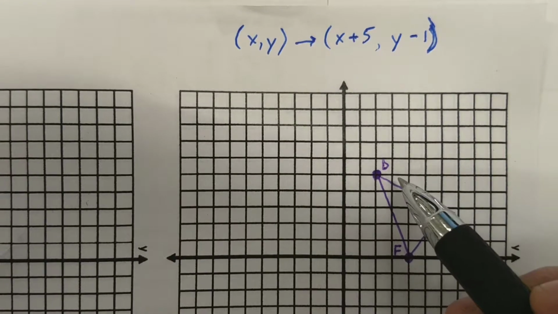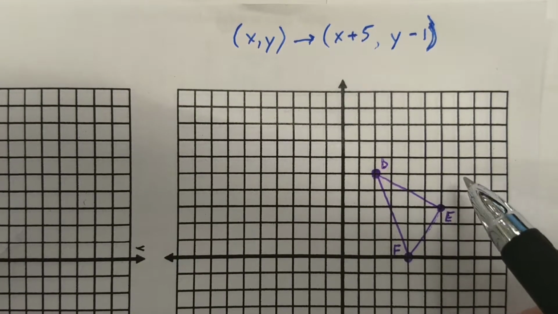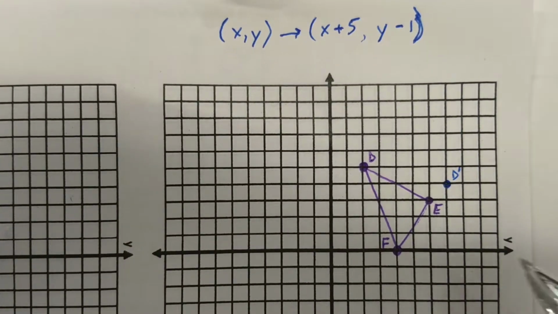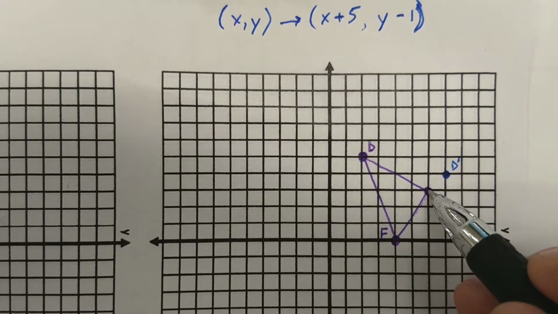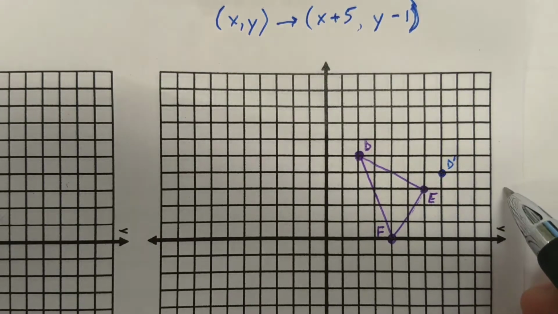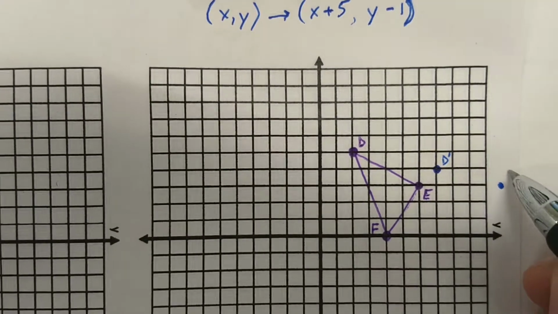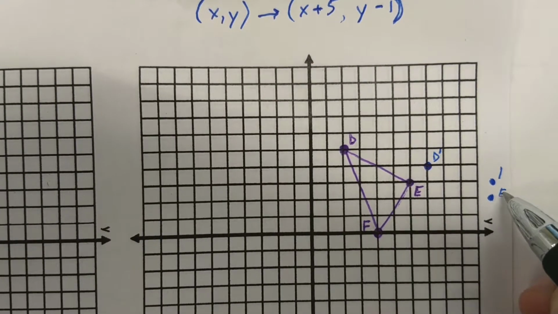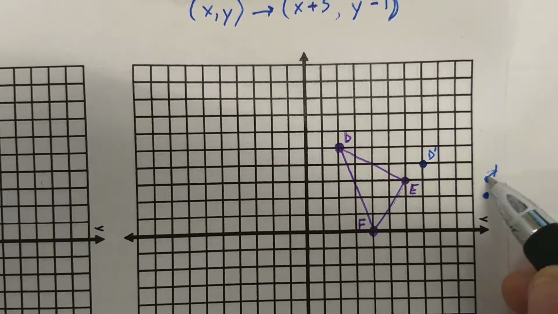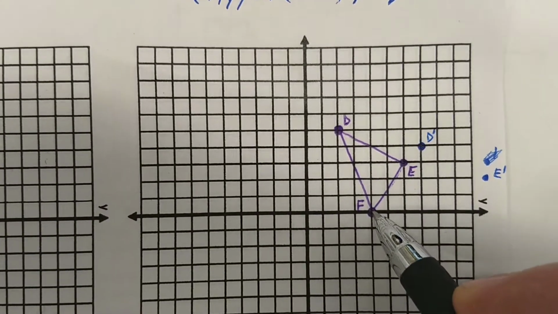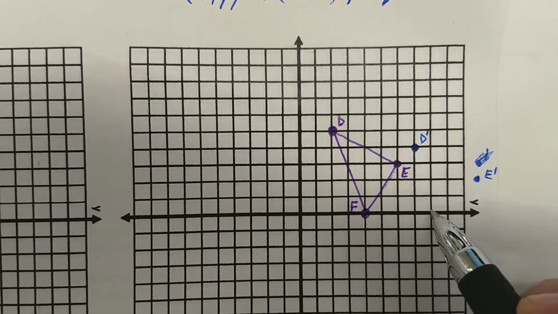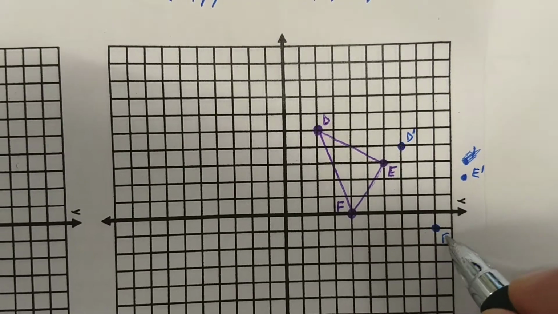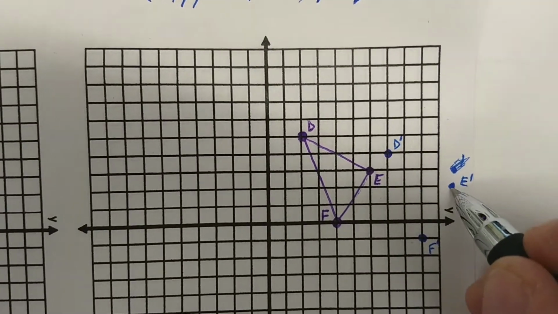So I'm going to take point D, 1, 2, 3, 4, 5, and 1 down. That's where my D prime is going to be. I'm going to take point E and move it 5 to the right. 1, 2, 3, 4, goes off the grid a little bit. That's, oops, sorry, and then 1 down. This is E prime. F, 1, 2, 3, 4, 5, 1 down. That is now F prime.